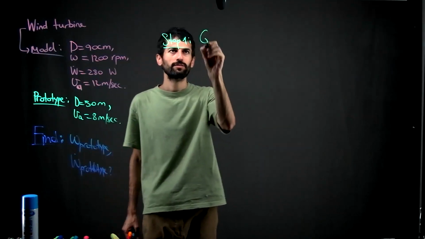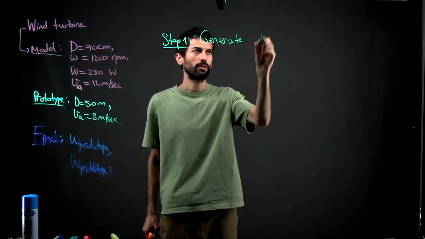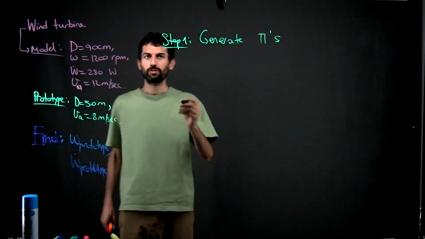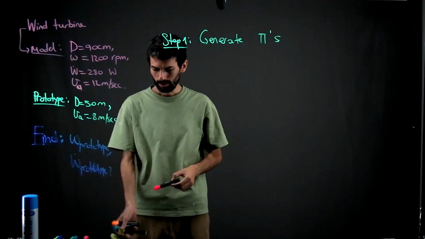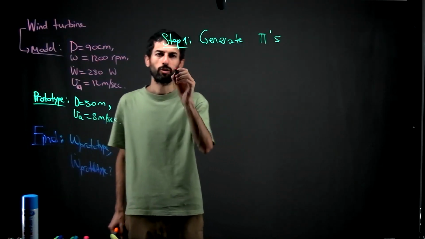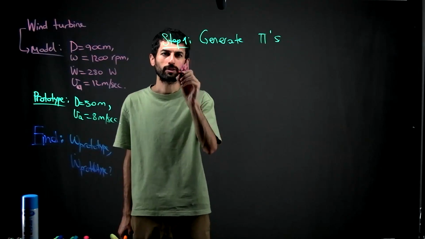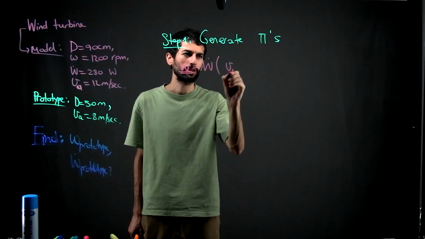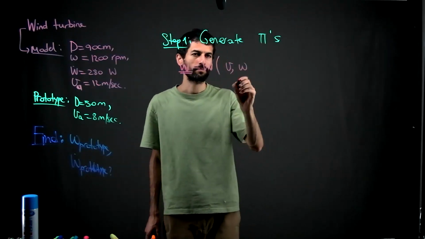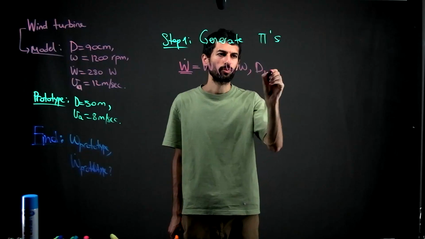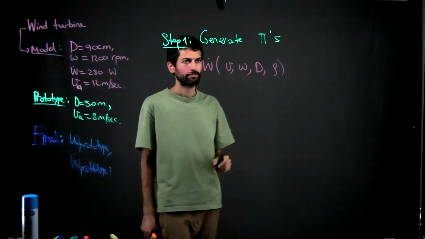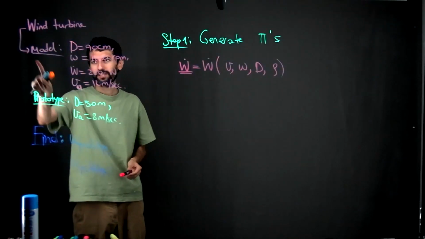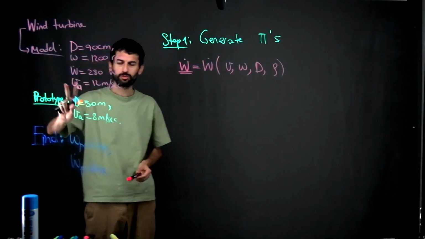will be to generate the pi's. Okay, the pi's mean the non-dimensional numbers. Then I need to write the unit of each variable. So first, we have the power of the wind turbine, and this one is a function of the velocity of the wind, the rotational speed of the turbine, the diameter of the turbine, and the density of the air. Okay, so in this problem we will say that the densities are equal. Okay, that's a good side for the problem.